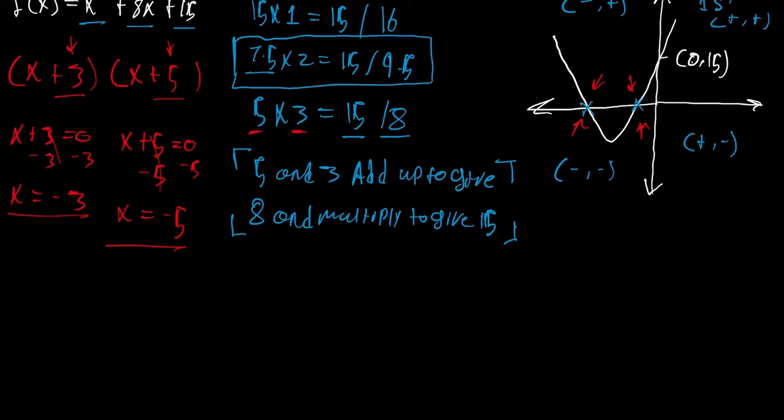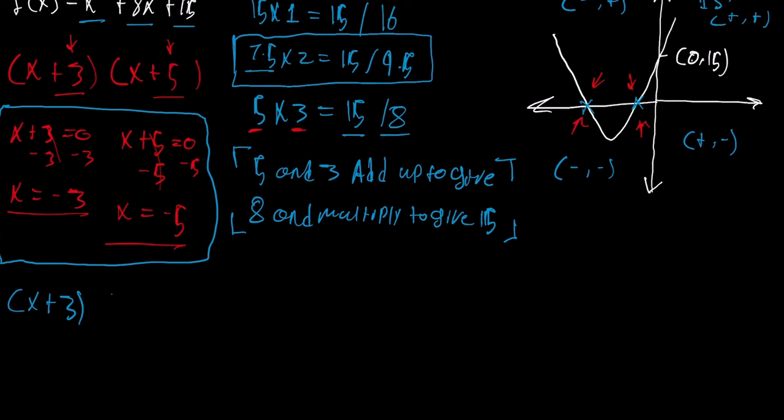So we have to do this process that I just did to get my coordinates. Another thing you can do, instead of this process, is just flip the sign. So I'll rewrite it down here: x plus 3 and x plus 5. Just flip the sign. So your x values would be -3 and -5.